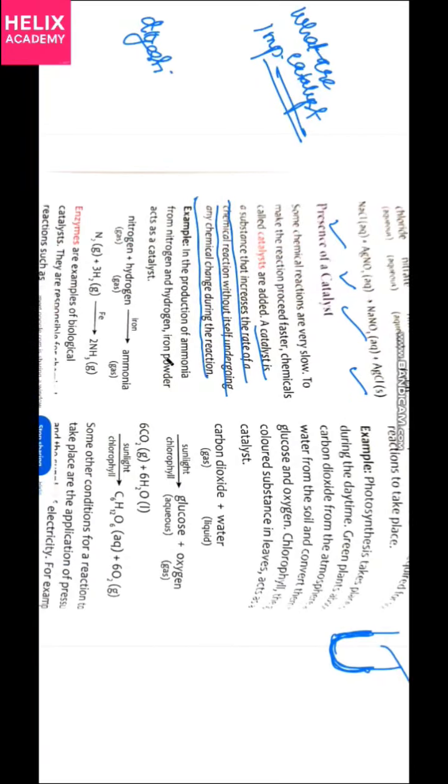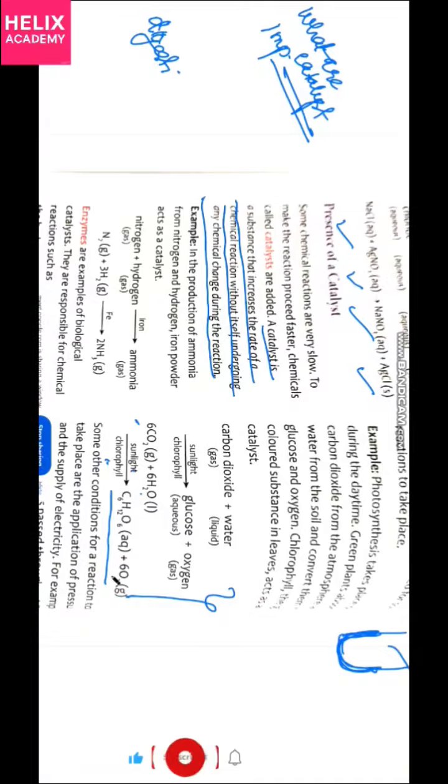Similarly, presence of light also. I already asked you about this in your test, right? Presence of light, and you know the photosynthesis, right? In biology also we have read about the photosynthesis process, in which presence of sunlight is very necessary for this reaction to proceed, right? In which carbon dioxide mixing with water in the presence of sunlight and chlorophyll are forming glucose and oxygen.